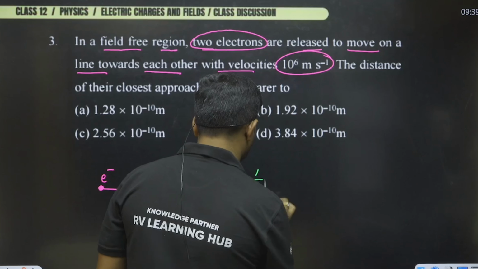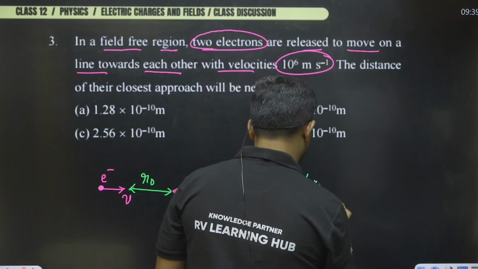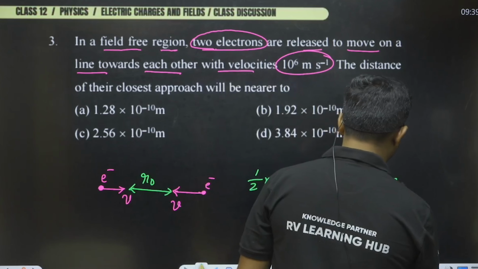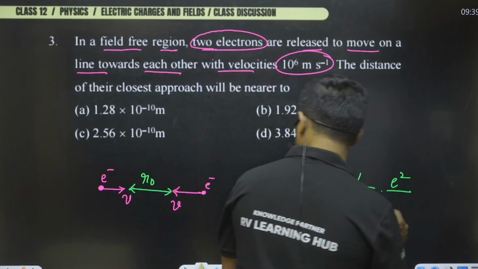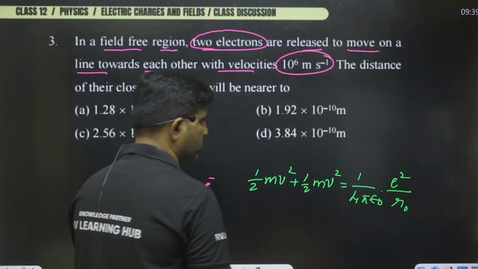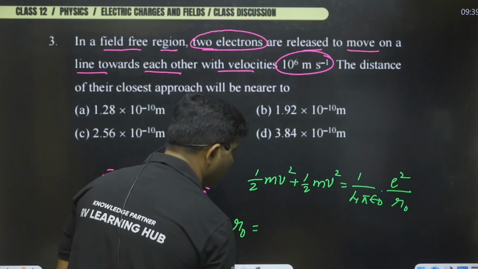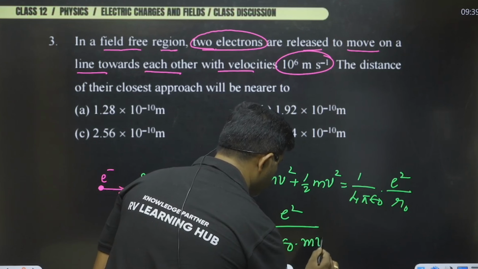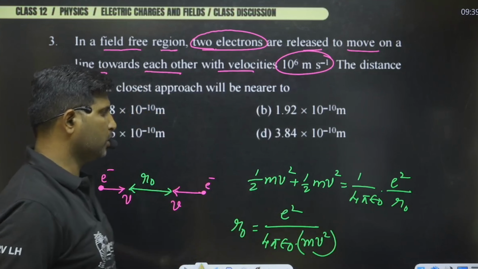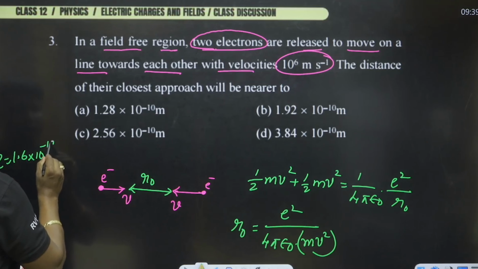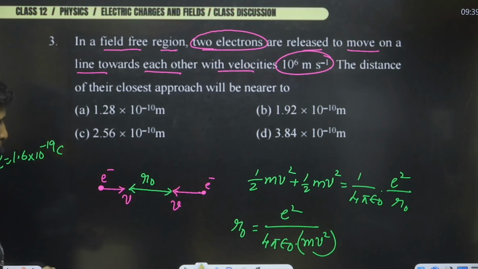Therefore, we can say that half mv square plus half mv square must be equal to 1 by 4 pi epsilon naught into q1 q2 divided by r naught, where q1 q2 is e into e. Is it clear? So to find out the value of r naught, r naught becomes equal to e square divided by 4 pi epsilon naught into mv square, because half mv square plus half mv square is nothing but mv square. Velocity is given. Charge, we know the electronic charge is 1.6 into 10 to the power of minus 19 coulomb. So just substitute all the values and simplify.